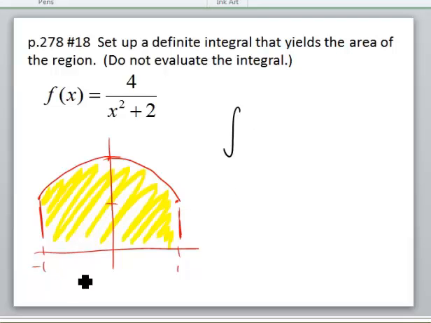Well, it looks like I'm going from negative 1 to 1. My function, my curve, is 4 over x squared plus 2. And then we always put a dx on the end, meaning that we're going to integrate this with respect to x. We're making a bunch of rectangles underneath here, and we're figuring out the area underneath that curve.